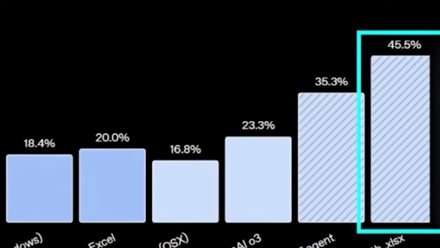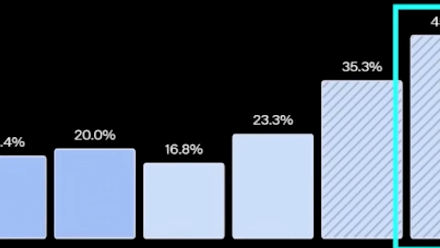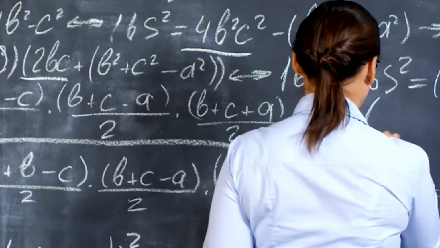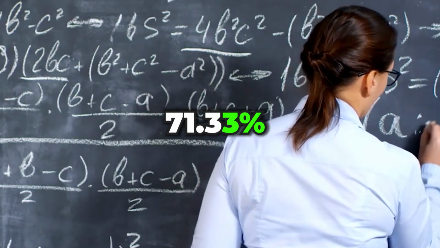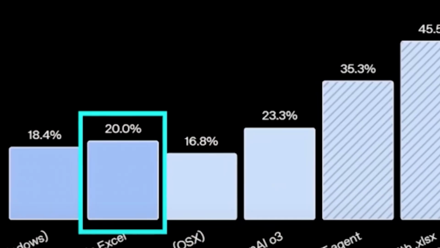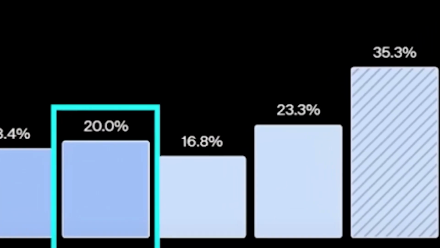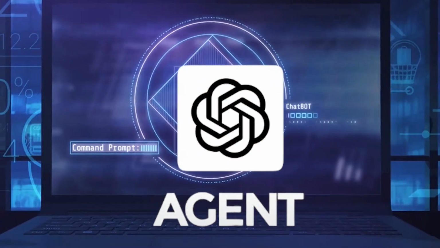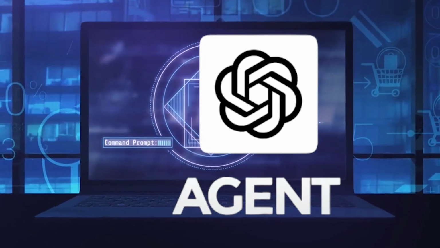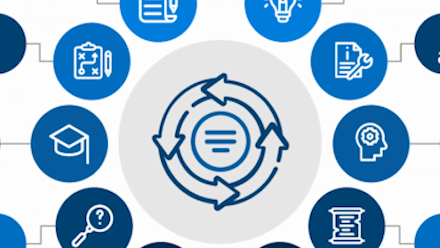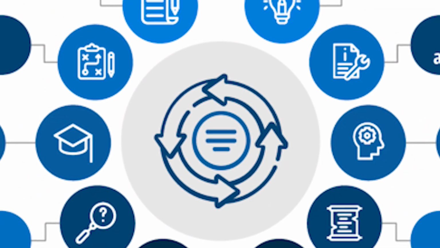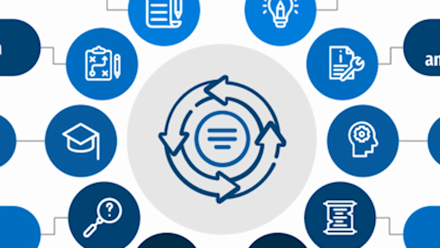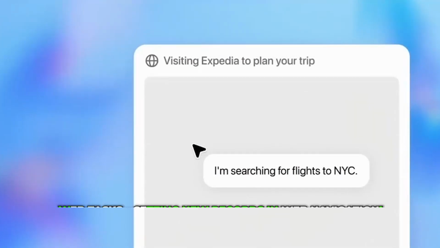But when it was given direct access to edit .xls files, the score improved to 45.54%. Now, human experts scored 71.33%. But when you compare ChatGPT Agent to other AI tools like Excel's Copilot, which only scored 20%, it's clear that ChatGPT Agent is in a class of its own. The results show that it's not just about generating content, it can organize data, create models, and manage complex workflows in ways that can seriously help businesses streamline operations.